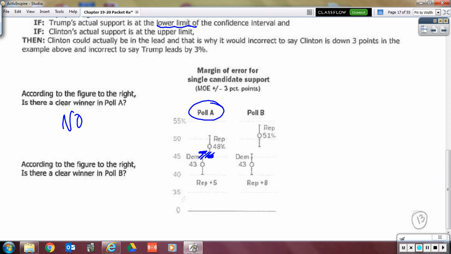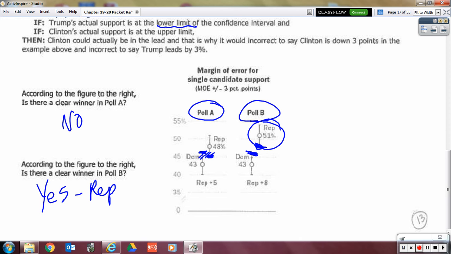No. Now, according to poll B, let's look at these two in poll B. Is there a clear winner there? The Republican. Okay, so yes, and the reason is because the entire interval is above the Democrat. So even if you are at the lowest of the Republican and the highest of the Democrat, your Republican still wins. Okay? All right. Moving on.